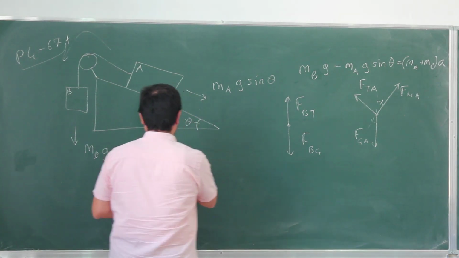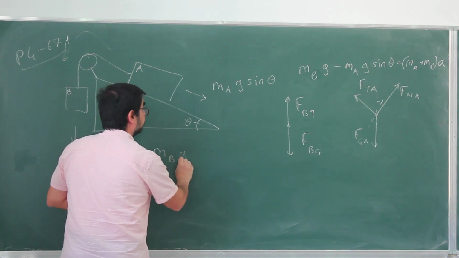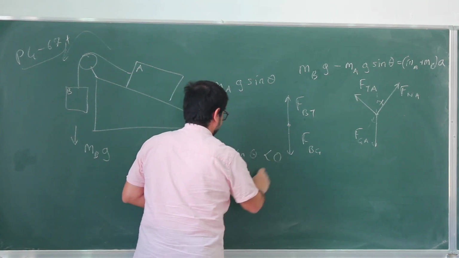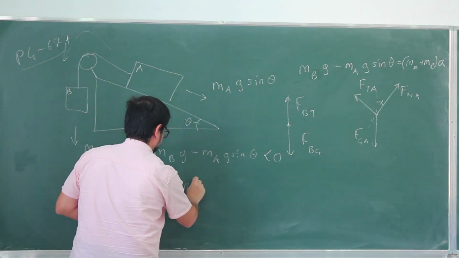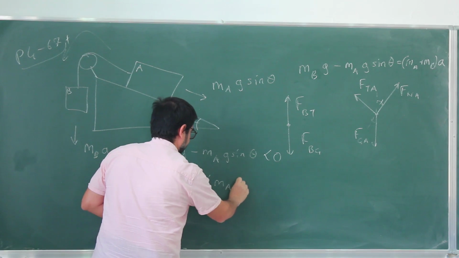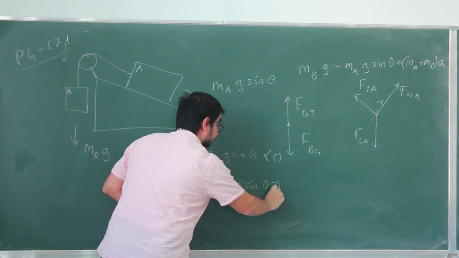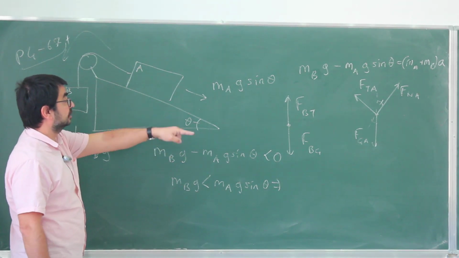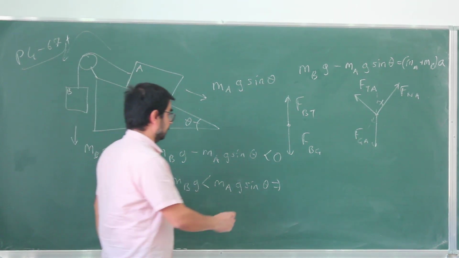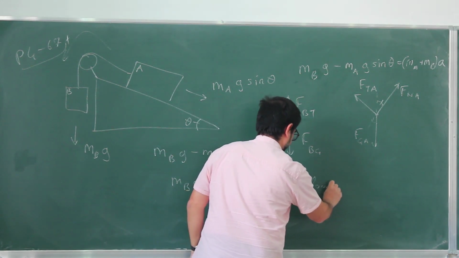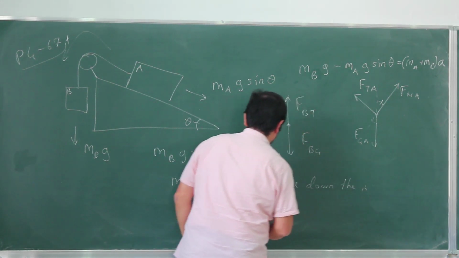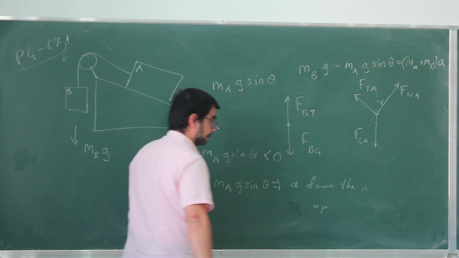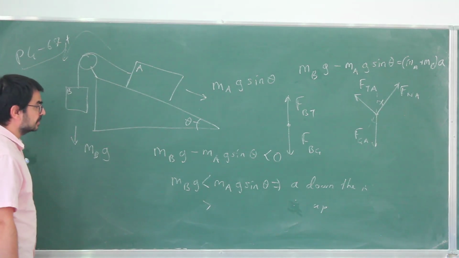And when would you get a negative number? Well, MBG minus MAG sine theta being negative means I move this to the other side. Of course, MBG less than MAG sine theta. In this case, this is negative. My acceleration is going to be negative. This is A down the incline. And for the opposite case, it's B A up the incline, let's say. Does this make sense?